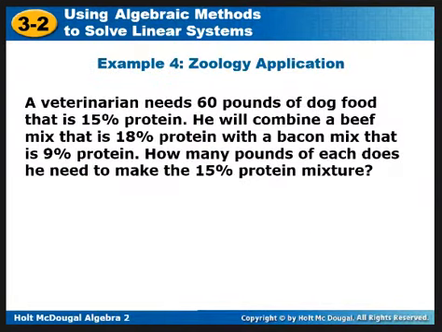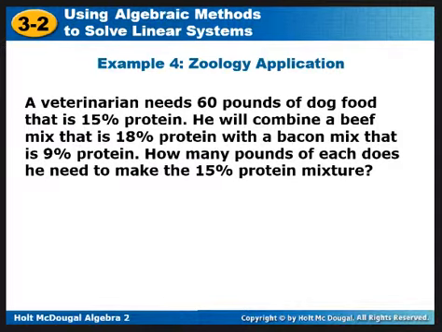Okay, now the very last thing we need to talk about is that there are a couple of story problems that go along with this, and we've been working on linear systems, so that means we're using linear systems to solve this particular problem. So what we have here is a veterinarian needs 60 pounds of dog food that is 15% protein. He will combine a beef mix that is 18% protein with a bacon mix that is 9% protein.